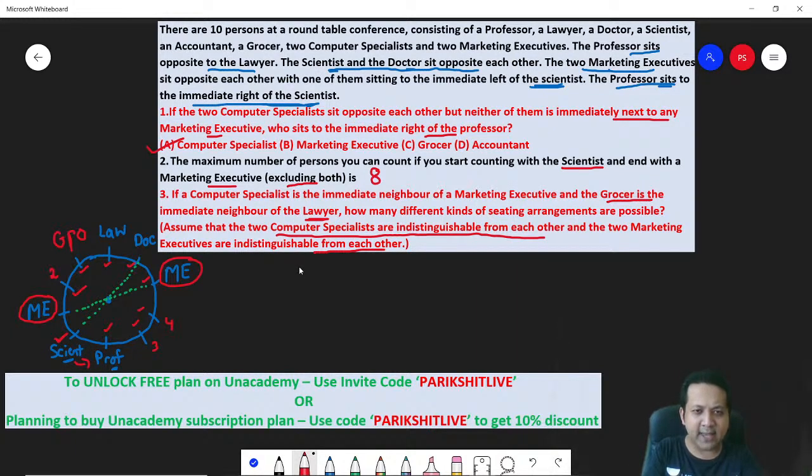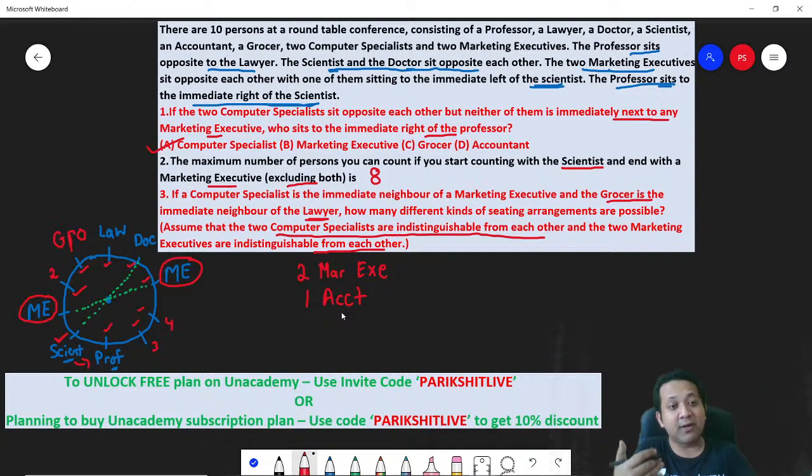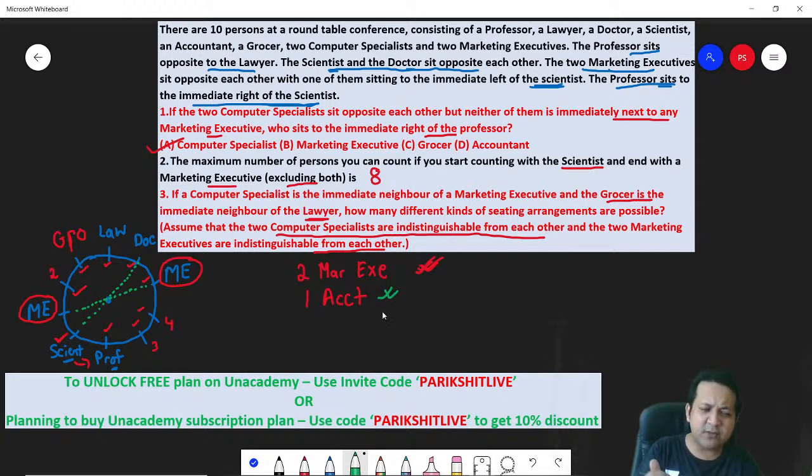Now who is left? There are 2 marketing executives left, and there is 1 accountant left, and then there are 3 empty spaces. Now think about it. How many arrangements are possible? Remember, the 2 marketing executives are indistinguishable from each other. Now think about it. It's very easy. Let's consider the accountant. I think it will be easy to think from the accountant's perspective. Let's start fixing the accountant.